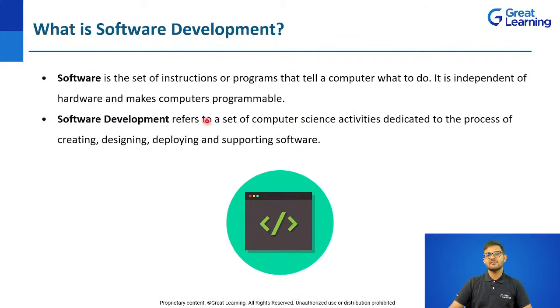Then software development refers to a set of computer science activities dedicated to the process of creating, designing, deploying, and supporting software. Right? To support that software, to deploy that software, to design and create that software, software development is the role. And when you actually get into this role, there are ample number of opportunities. There is front-end developer, there is back-end developer, there is full-stack developer, there is software developer. What are these different roles? Well, we will be exploring that as well.